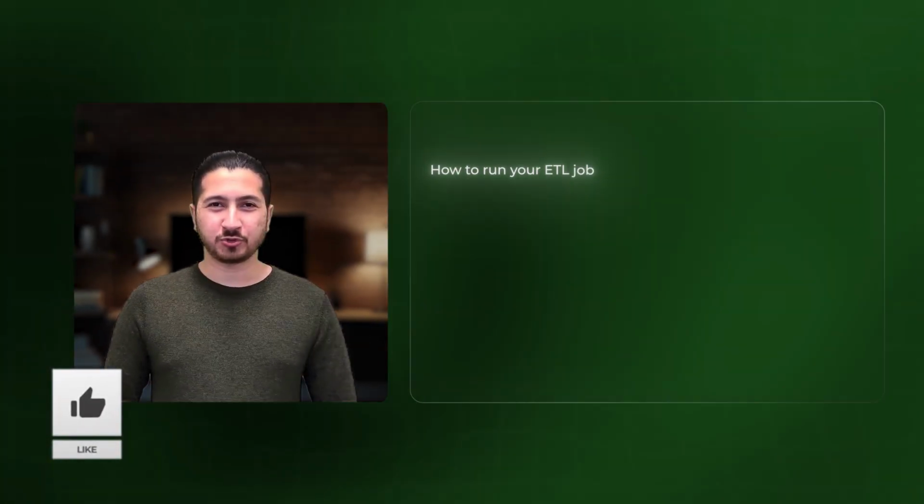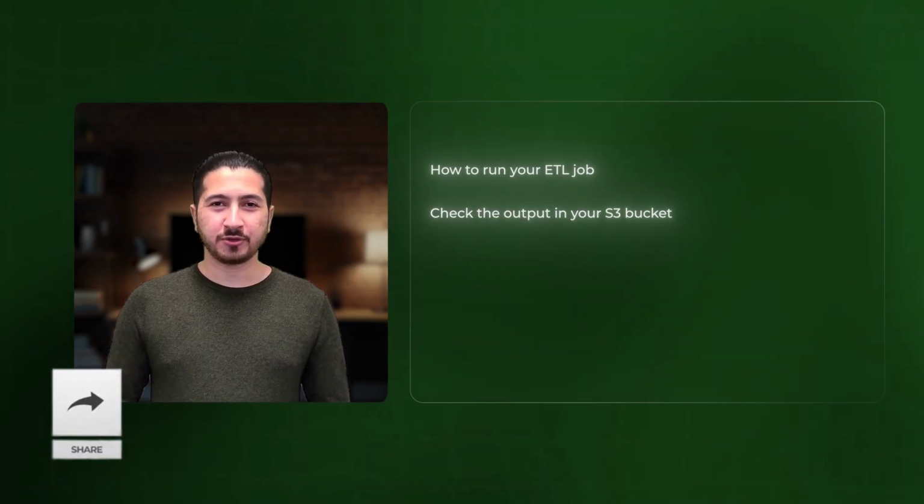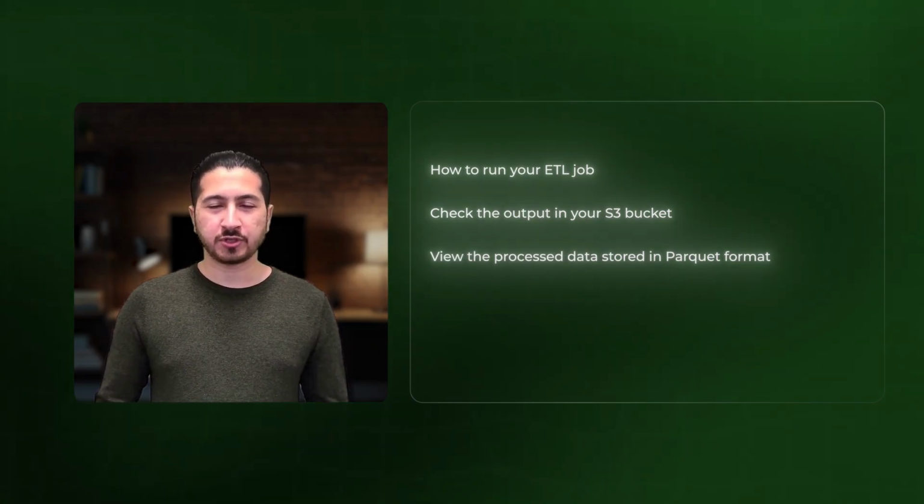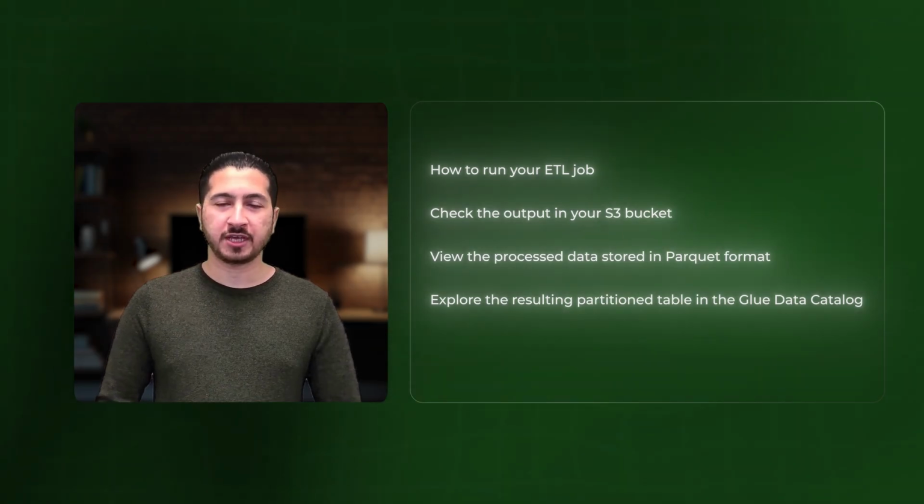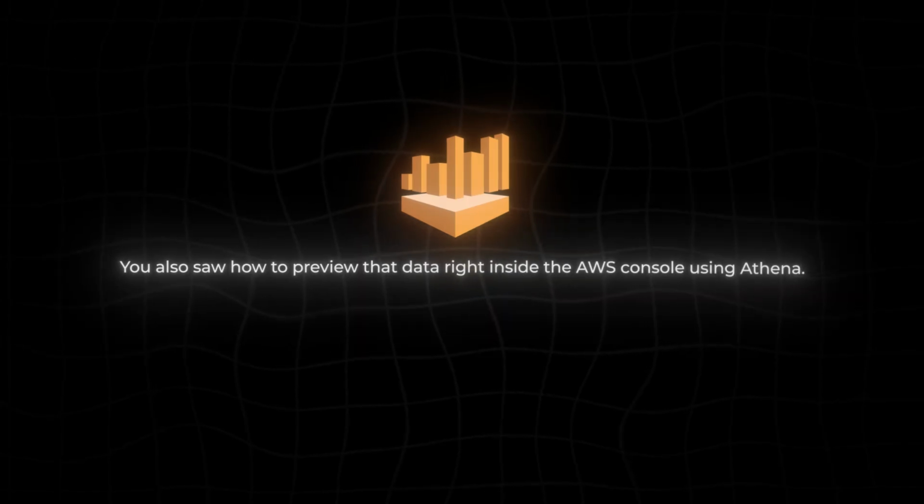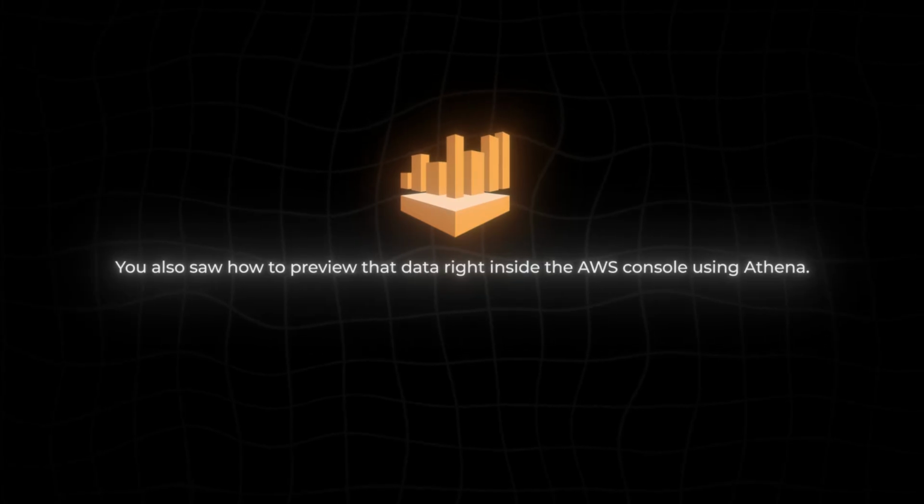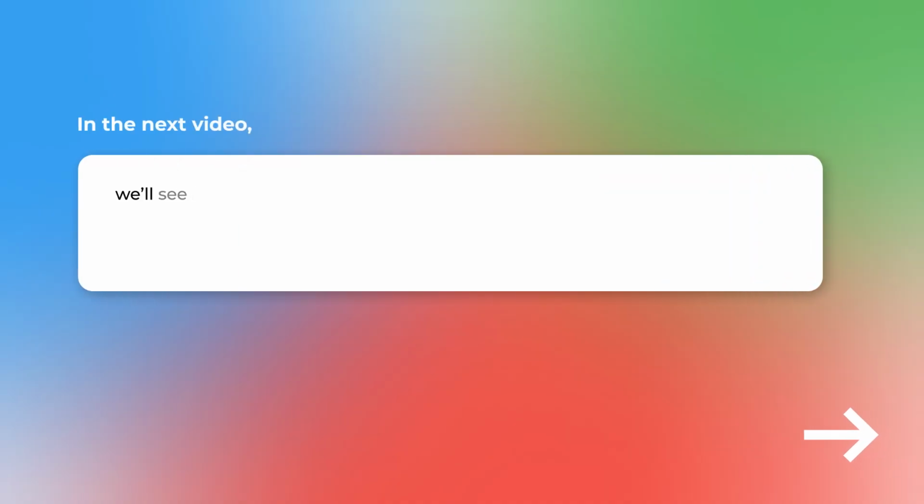Alright, it's time to wrap up. You've seen how to run your ETL job, check the output in your S3 bucket, view the processed data stored in Parquet format, and explore the resulting partition table in the Glue data catalog. You also saw how to preview that data right inside the AWS Console using Athena. This sets you up perfectly for the next step in the pipeline. In the next video, we'll see how to create your first Lambda function.